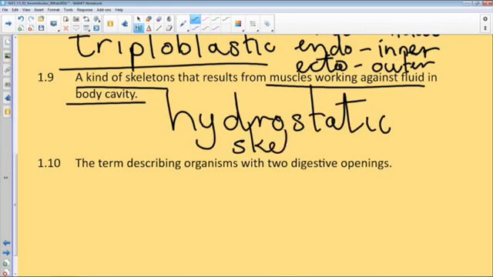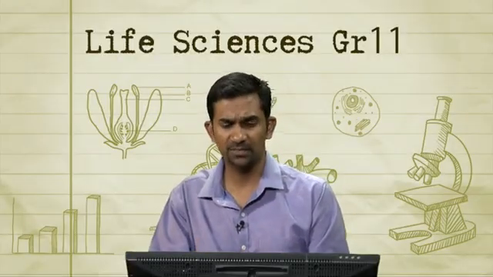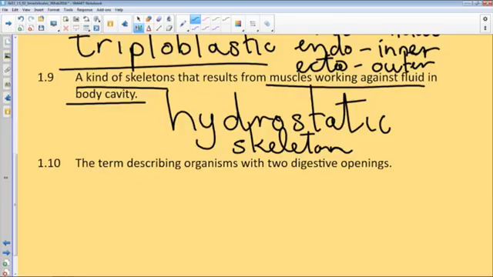Remember that we have the endo and the exoskeletons, which are skeletal systems that have an internal skeletal system, or we have those that have it on the outside, referred to as the exoskeleton. Let's look at the term that describes organisms with two digestive openings.